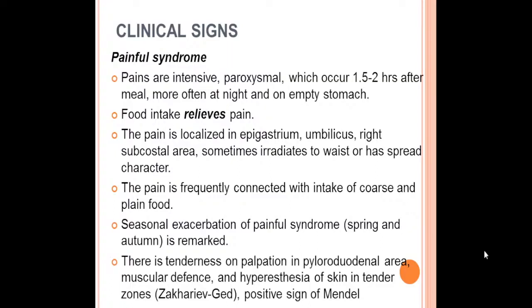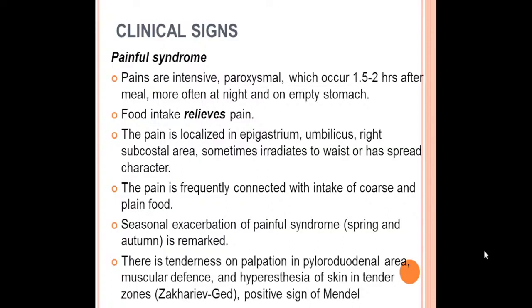The pain is localized in the epigastrium, umbilicus, right subcostal area, sometimes irradiates to the waist or has a spread character. It is absent in gastritis. The pain is frequently connected with intake of coarse and plain food. Seasonal exacerbation of painful syndrome, spring and autumn, is remarked. It is very characteristic of ulcer disease, more than gastritis or gastroduodenitis.